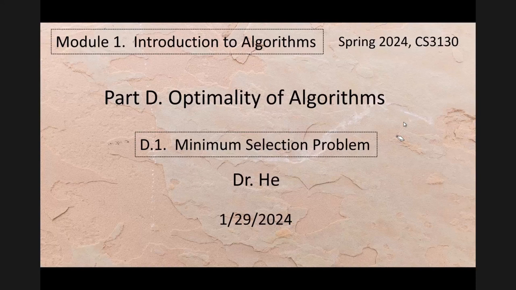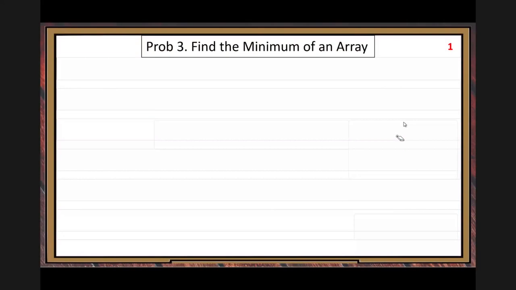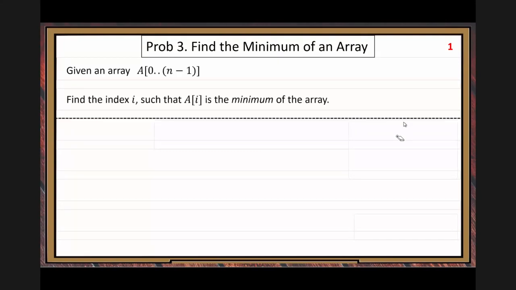It's the minimum selection problem. First, I talk about selection problem. Then, this is a special selection problem, finding the minimum of an array. Our problem number 3, find the minimum of an array. Given an array, definitely unordered, our goal, we need to find index I such that A of I is the minimum of the array. That's simple, right?